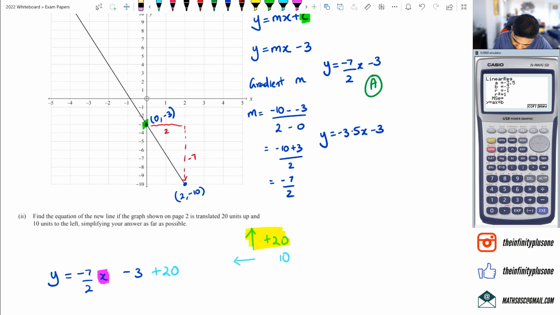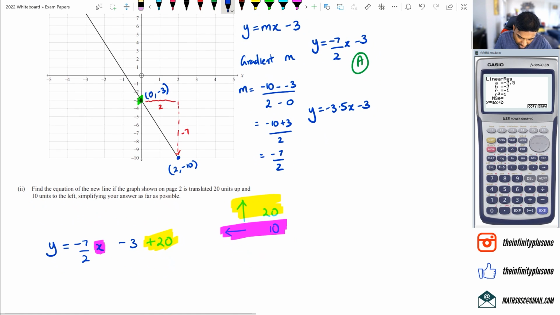I shouldn't have put this as plus 10, and I shouldn't have put plus 20 there as well. Sorry about that. Let's just try that again. So that's your 20 right there, because it's moving up means plus. And left is 10. So wherever there's an x, I need to replace it with x plus 10. Then this equation is going to be negative 7 over 2 (x plus 10) minus 3 plus 20, which happens to be plus 17.